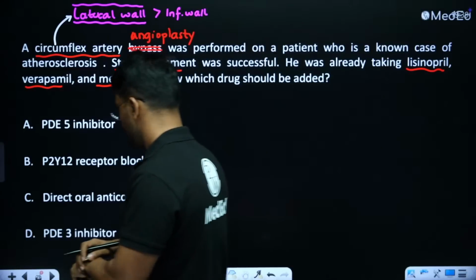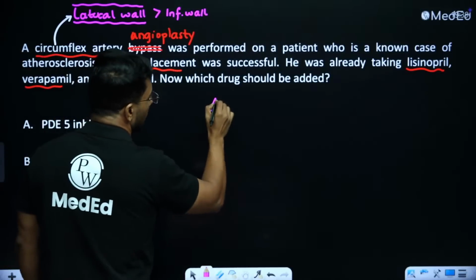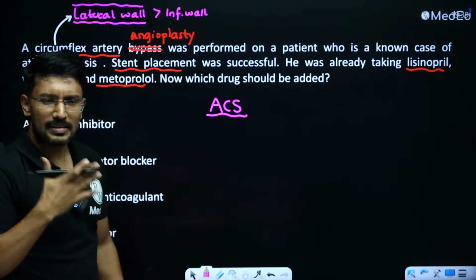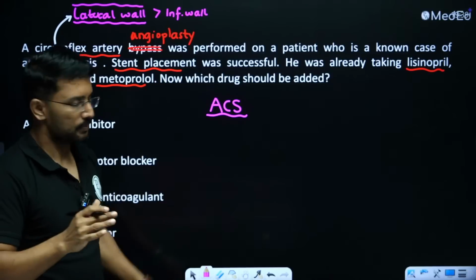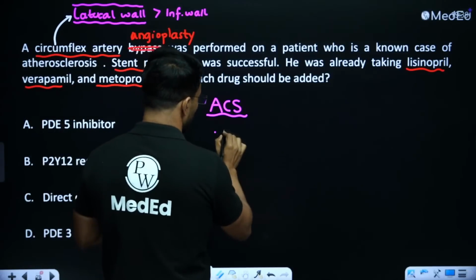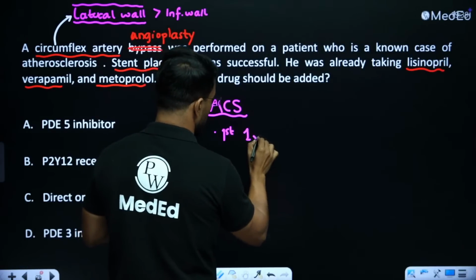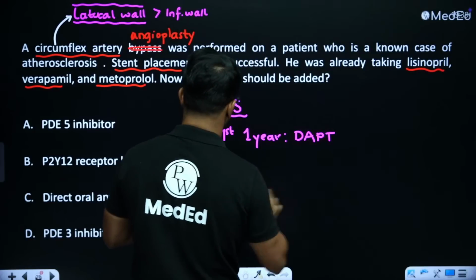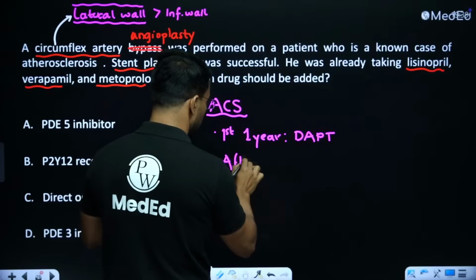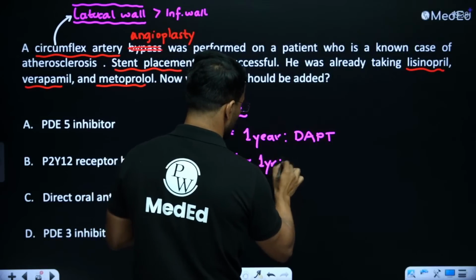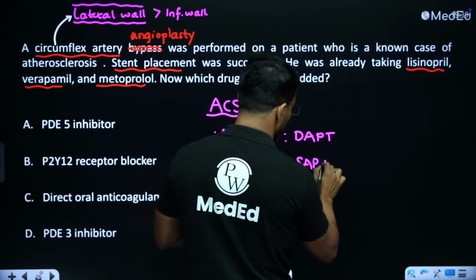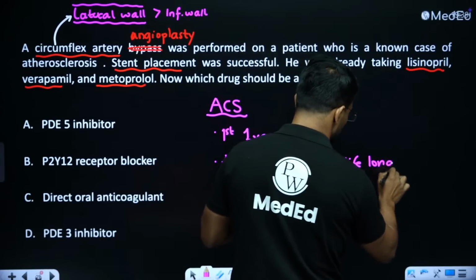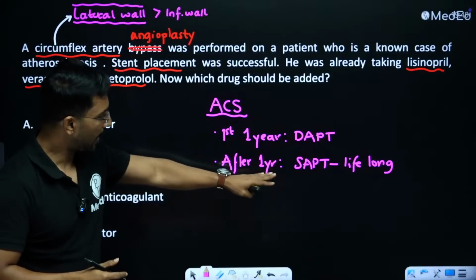Now which drug should be added? Whenever we have a patient with acute coronary syndrome, whether it is STEMI, NSTEMI or unstable angina, we do consider antiplatelets. For the first 1 year, we give dual antiplatelet therapy, and then after 1 year, we give single antiplatelet therapy lifelong till a complication or a contraindication emerges. If no contraindication, we keep giving one antiplatelet agent lifelong.